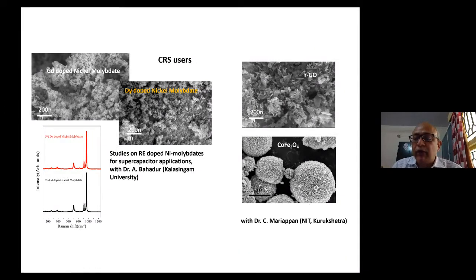And this is with Dr. Sri Mariyappan, NIT Kurukshetra, where they have enclosed this cobalt iron oxide inside reduced graphene oxide. So once you put cobalt iron oxide, this kind of spherical shapes are formed, and the outside surface is graphene oxide, and inside you have the cobalt iron oxide. And this is quite an interesting feature which they have got. So further studies are going on this particular material.